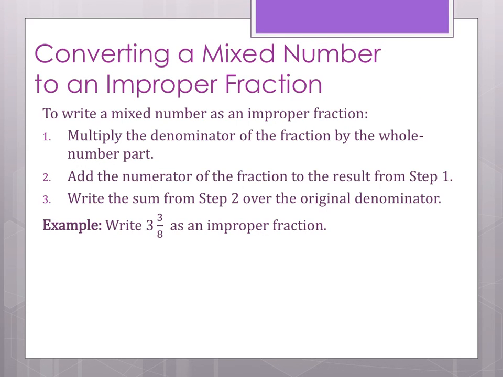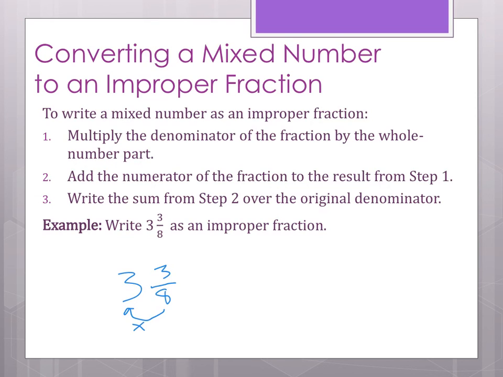Now we'll learn how to convert a mixed number into an improper fraction. To do this, first we multiply the denominator, the number on the bottom of the fraction, by the whole number part. That's the number out in front. I'm going to make some notes down here. Step 1 is to multiply 8 times 3. That's multiplication. And when we do that, we get 24.